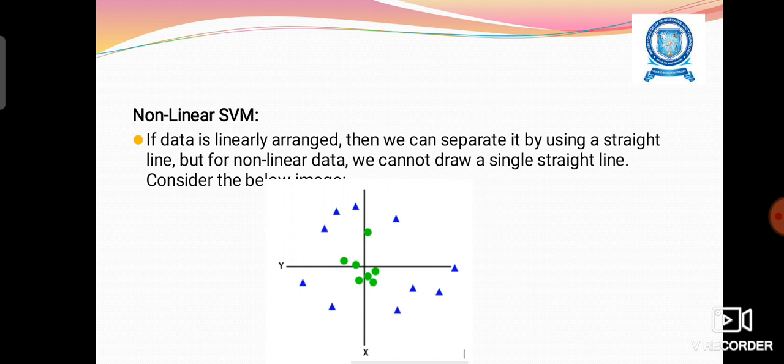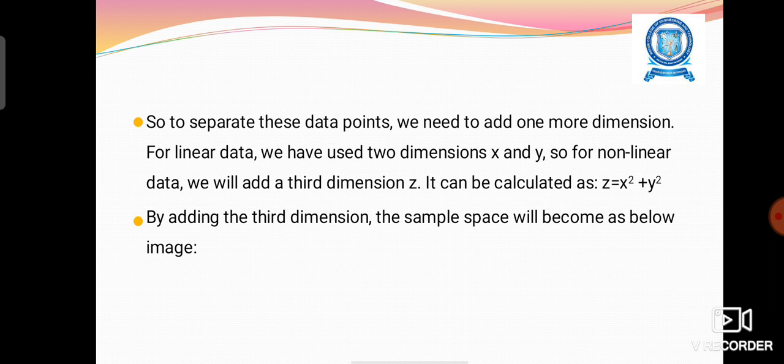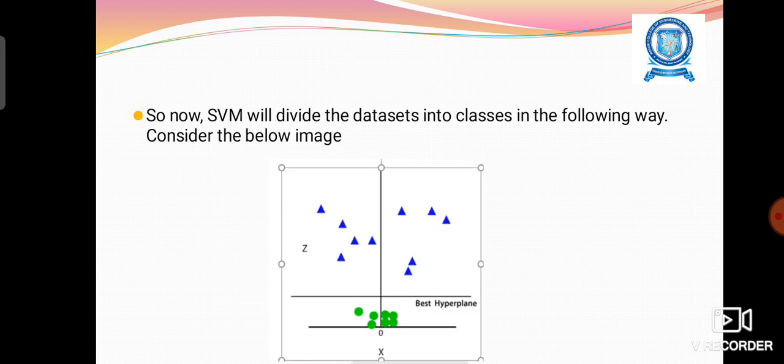In non-linear SVM, if the data are linearly arranged, we can separate them by a straight line, but in case of non-linear data, we cannot draw a straight line. So in non-linear data, we need to consider one more dimension, that is the third dimension, z. It can be calculated as z = x² + y². By adding the third dimension, the sample space will become like this. The SVM will divide the dataset into classes in the following way.